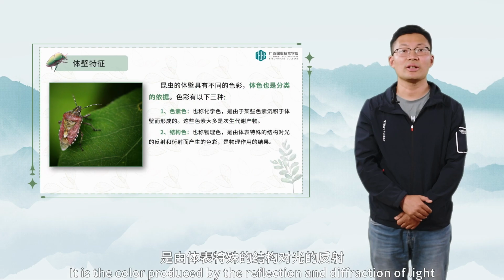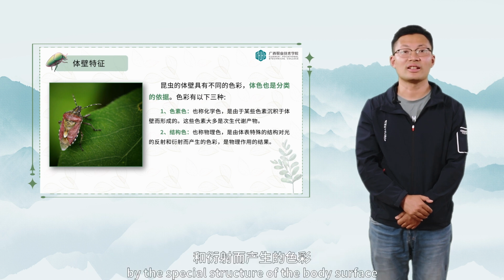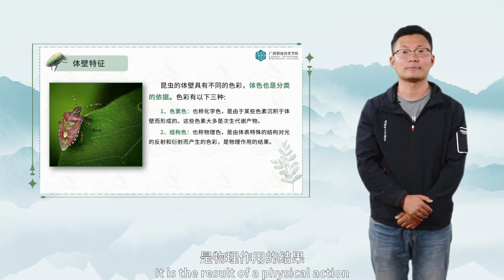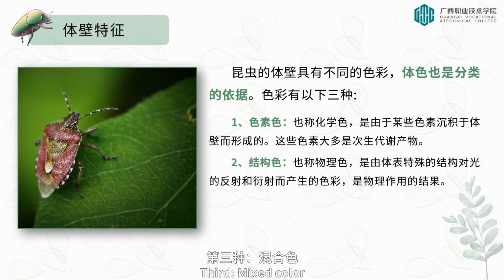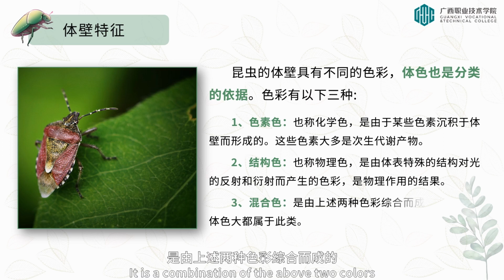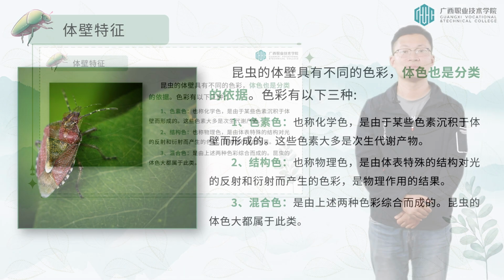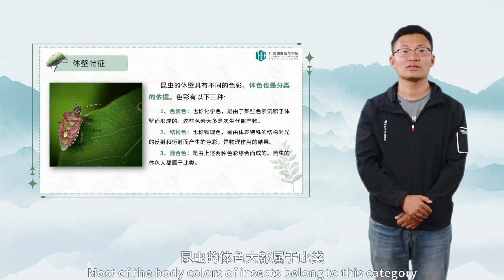It is the color produced by the reflection and diffraction of light by the spatial structure of the body surface. It is the result of a physical action. Third, mixed color. It is a combination of the above two colors. Most of the body colors of insects belong to this category.